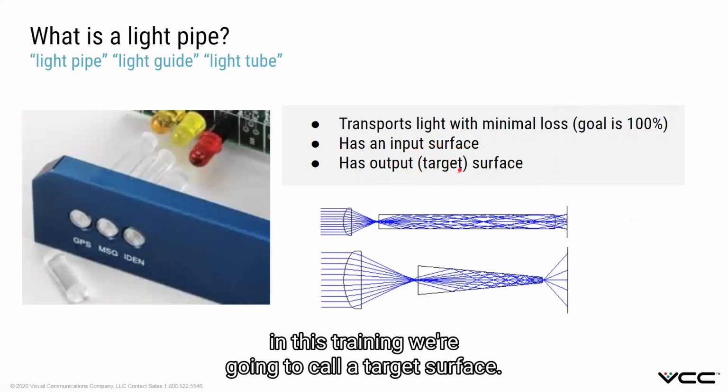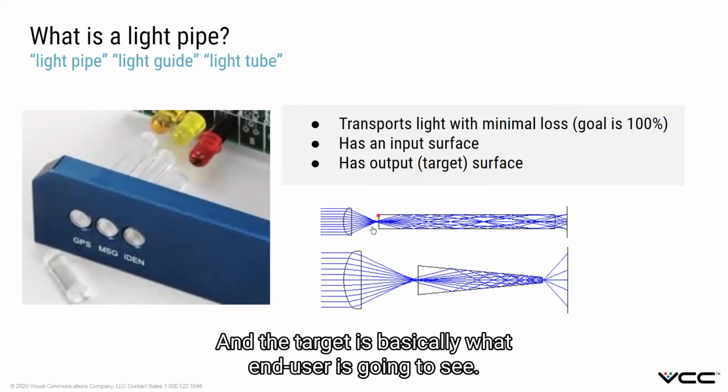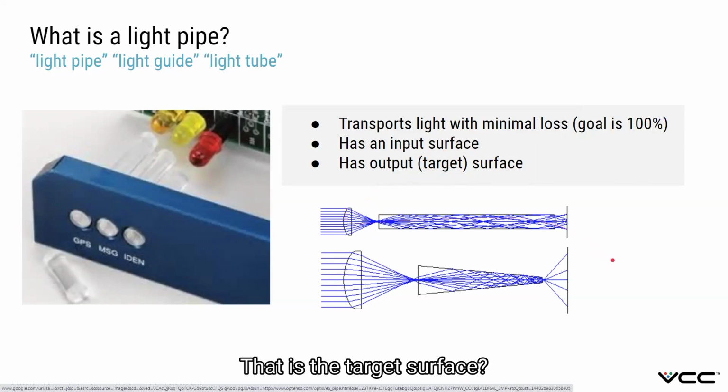As I mentioned, it has an input surface and an output. In this training, we're going to call it the target surface. And the target is basically what the end user is going to see. That's the target surface.